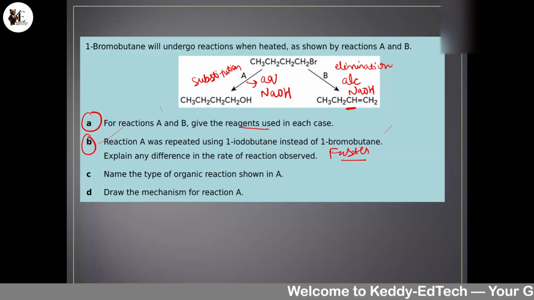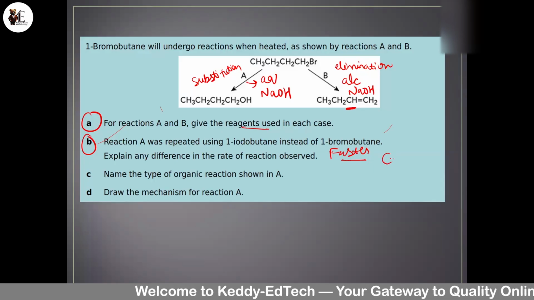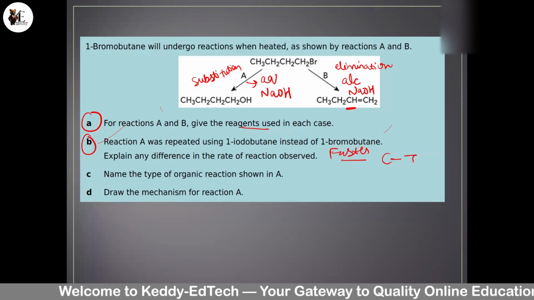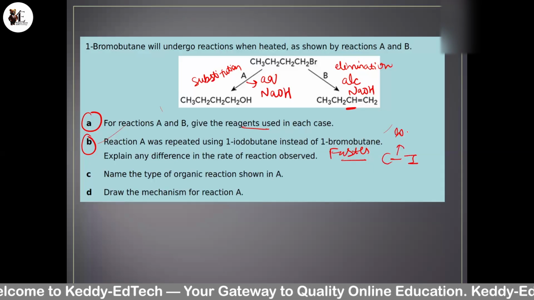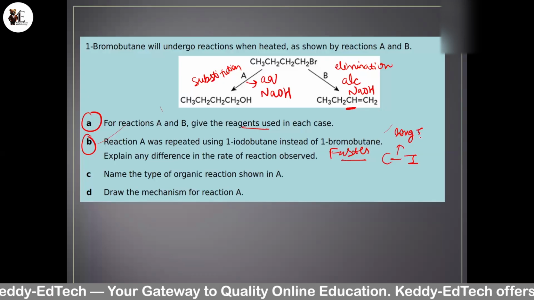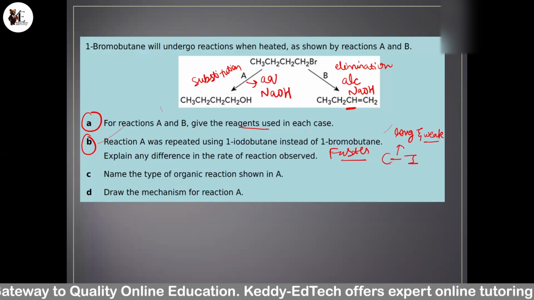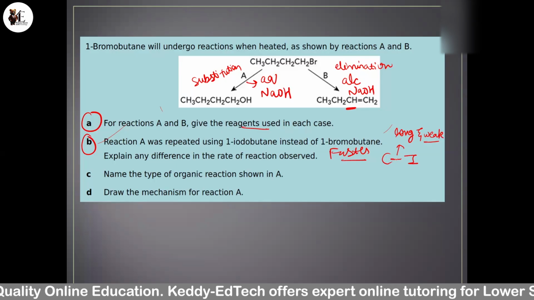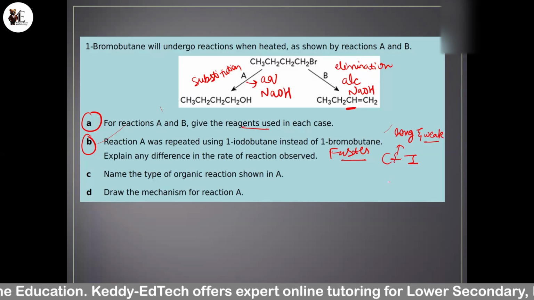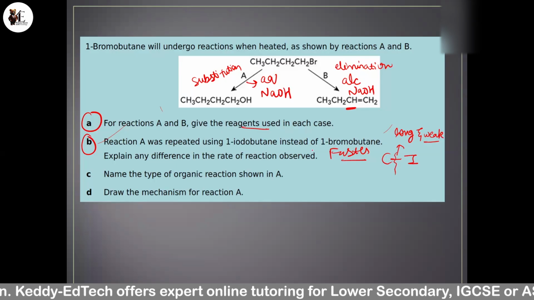Why? Because iodine is a larger atom as compared to bromine. So if it is a larger atom, the C-I bond is long and weak. Long bonds are always weak. So it is easier to break this bond. As it is a weaker bond, it is easier to break it. So the rate of reaction will increase.